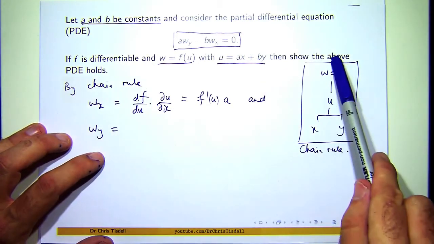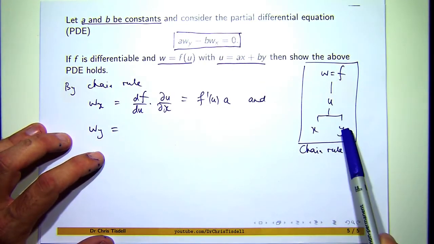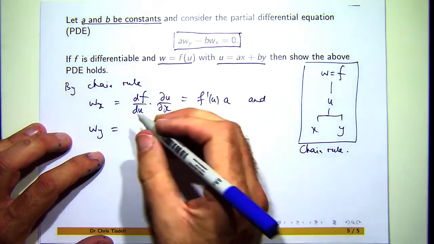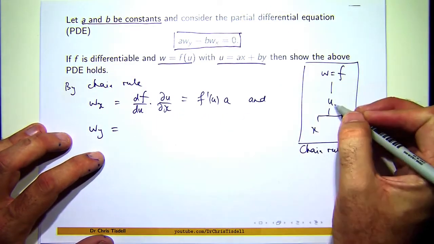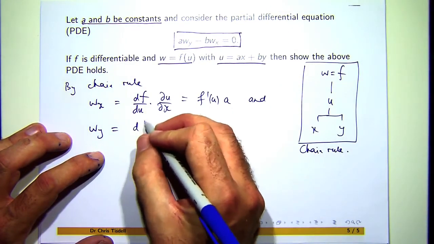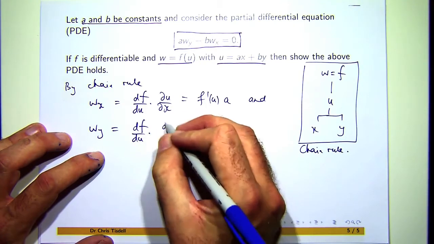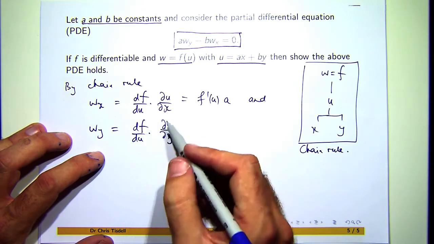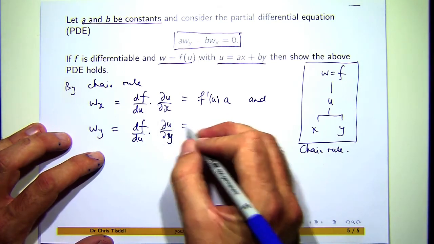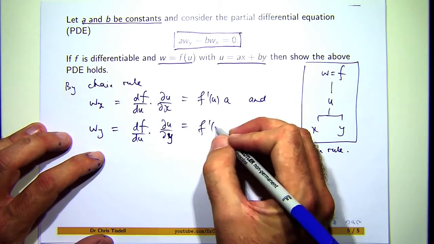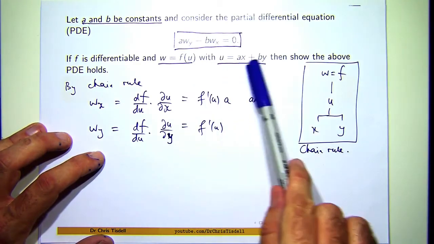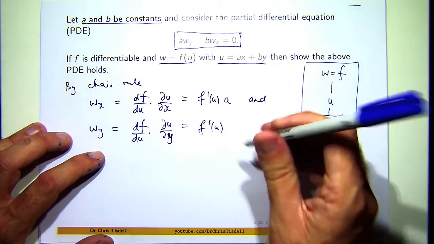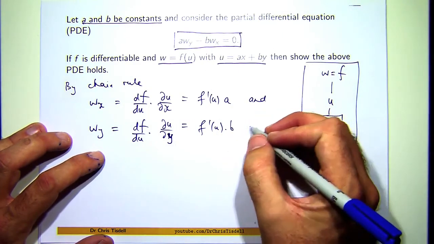w sub y: go down all the paths that lead to a y. When you go from letter to letter, form a derivative. So df du times du dy, I beg your pardon. We don't know what f is. du dy, well, if we differentiate this with respect to y, I'll get b.